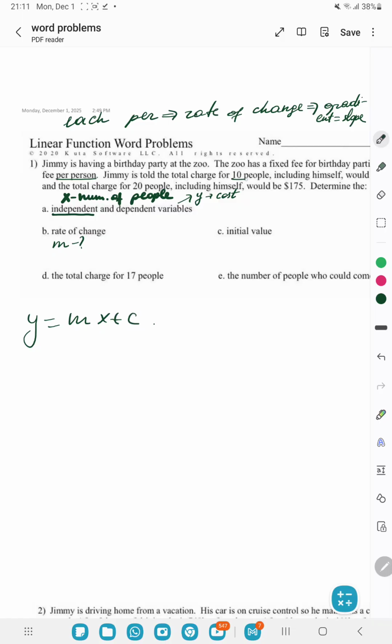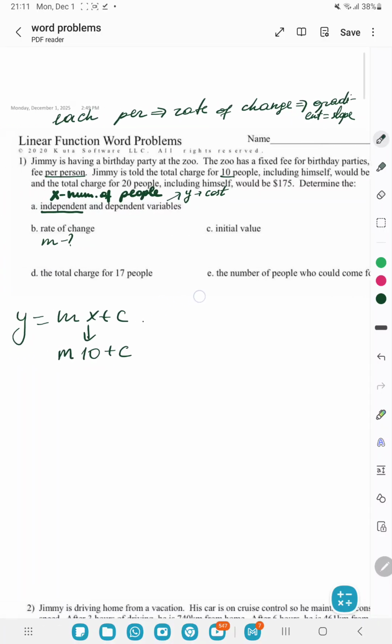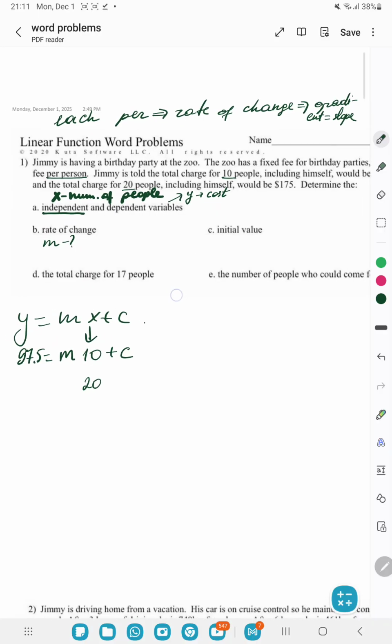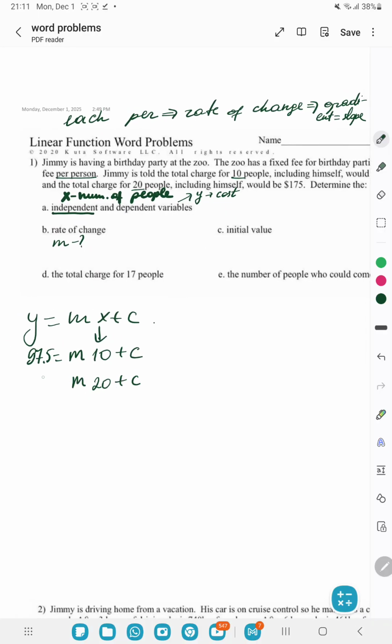We have, for example, for 10 people, when x is 10, we don't know the rate of change, and we don't know the fixed fee. And we know that for 10 people we have to pay 97.5. And if there are not 10 but 20 people, as you see here, we have to pay $175. All right. Our equations are 10m plus c equals 97.5, and 20m plus c equals 175.